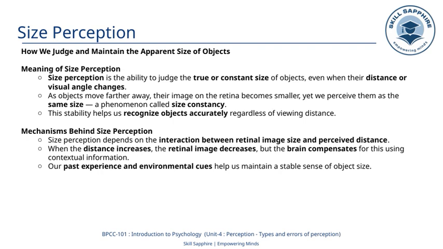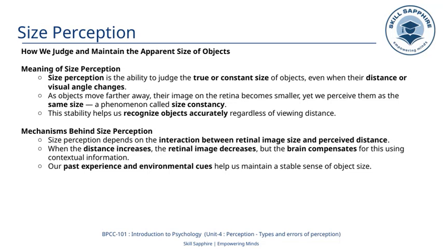When an object moves farther away, its image on our retina gets smaller. But our brain compensates for this change by using contextual information, things we've learned from past experiences and environmental cues. These cues help us maintain a stable sense of an object's size, making sure we don't get confused by the changing size of the retinal image. In essence, our perception of size is a dynamic process that combines visual input with our knowledge of the world, allowing us to judge objects accurately despite the constant changes in what we see.